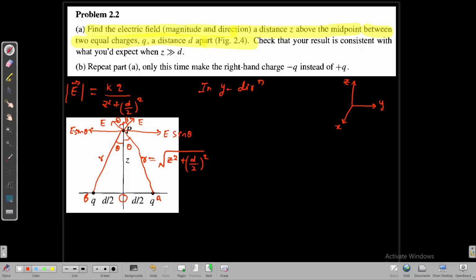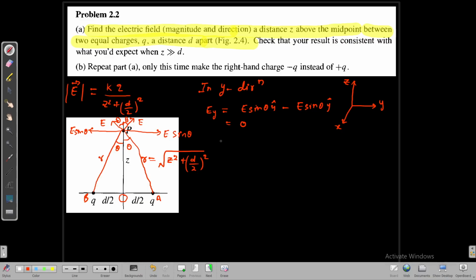In the y direction, let me call it E y. Then E y is E sin theta y cap minus E sin theta y cap. So it will be 0.